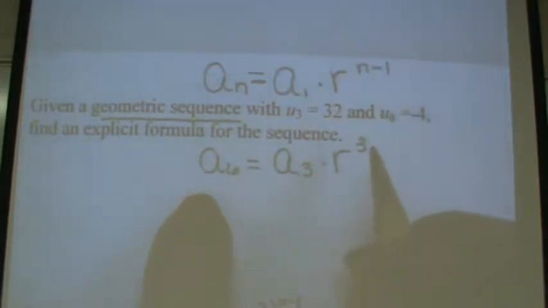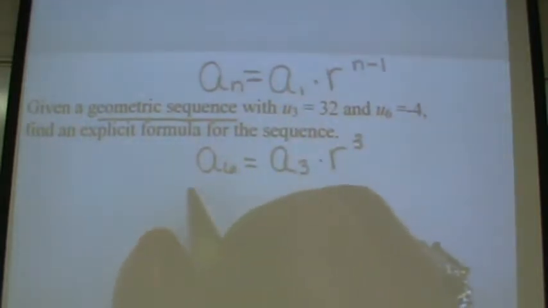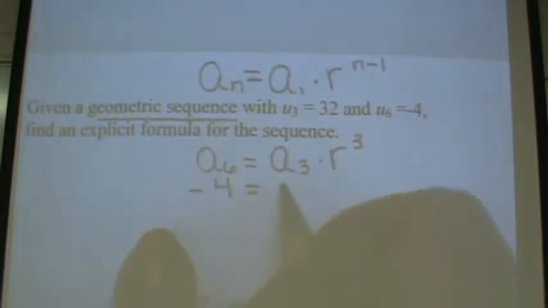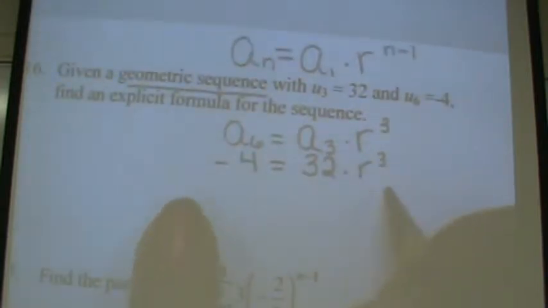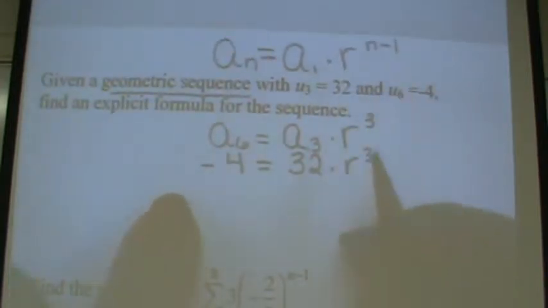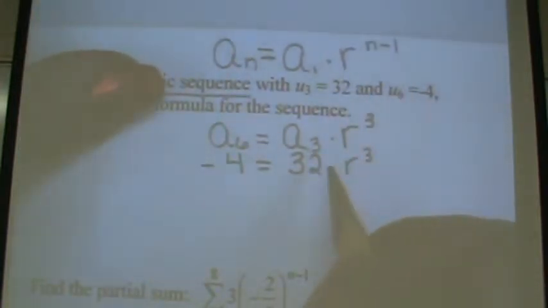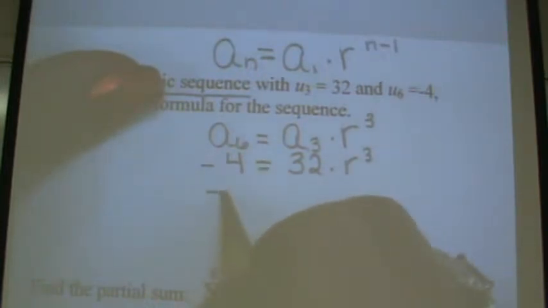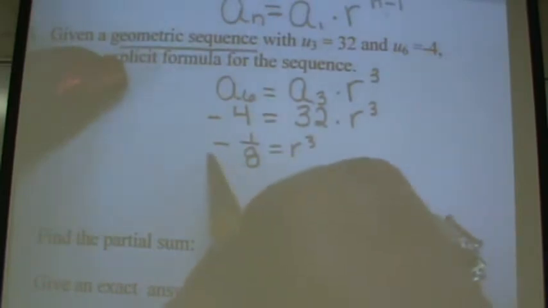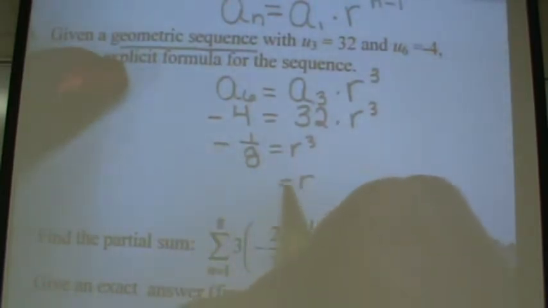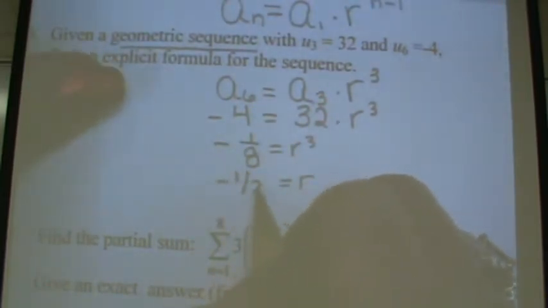Now you're going to replace. The 6th term is negative 4. The 3rd term is 32. You've got to find R, the R value, the ratio. How do you do this? You're going to divide by 32, you get negative 1/8. And now take the cube root of both sides. Cube root of negative 1/8 is negative 1/2.